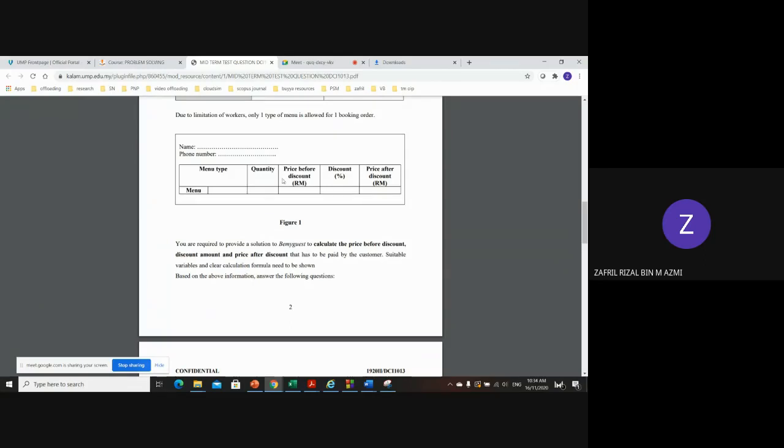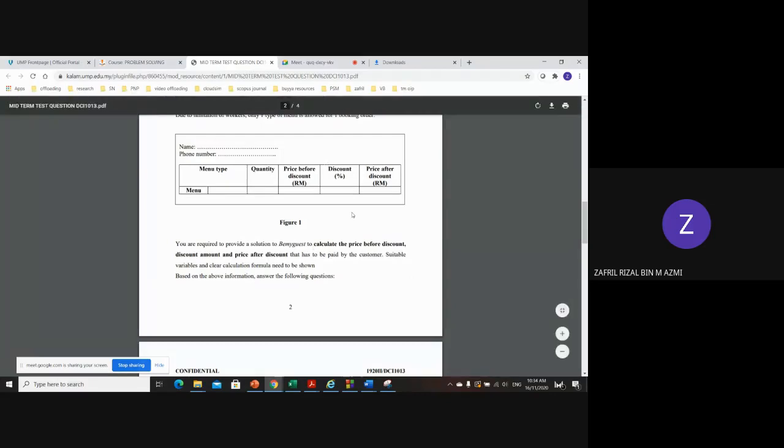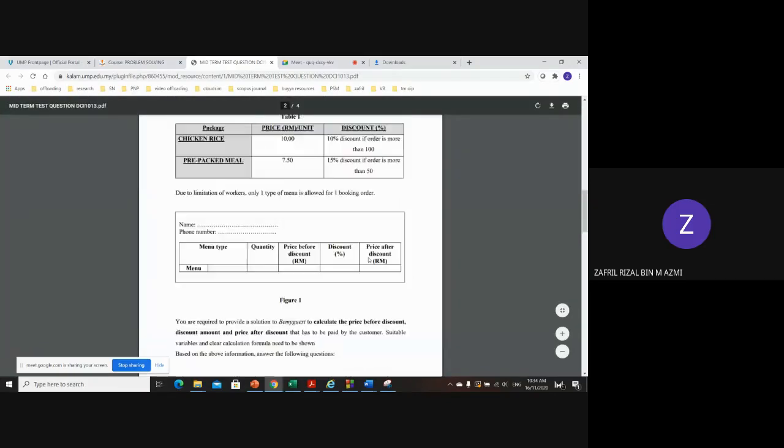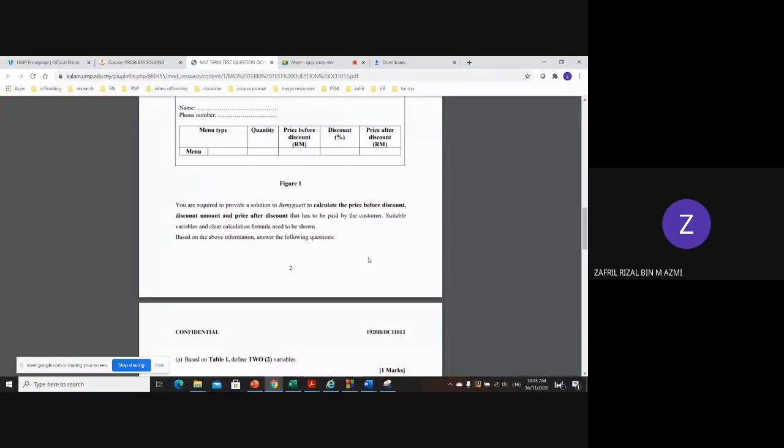So the output should be name, phone number, menu, quantity, price before discount, discount, and price after discount. That should be the output. You can follow the form. And then inside processing required, what should you put?